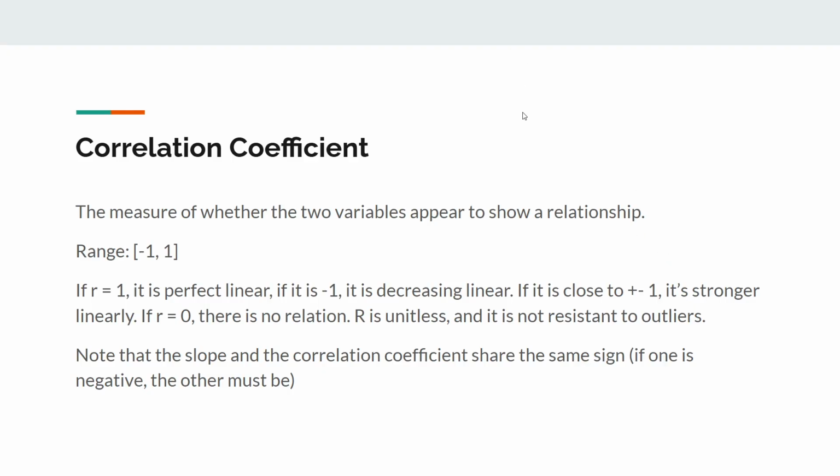Pretty simple so far. Now r squared is going to account for both being in that relationship, or that being just an outlier. And note that the slope and the correlation coefficient must share the same sign. If one is negative, the other must be.